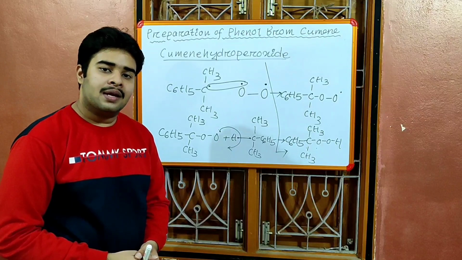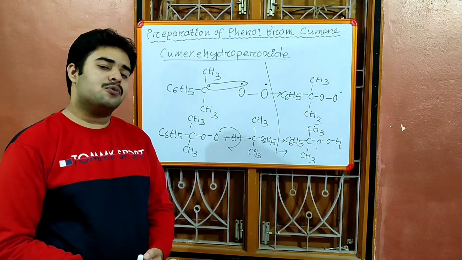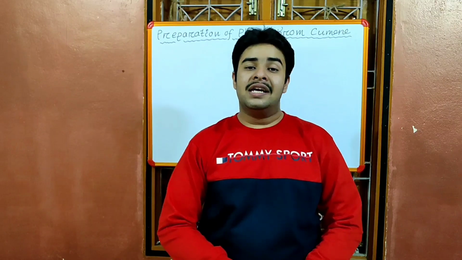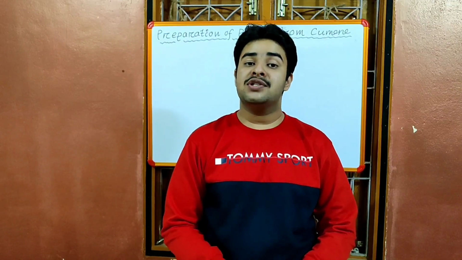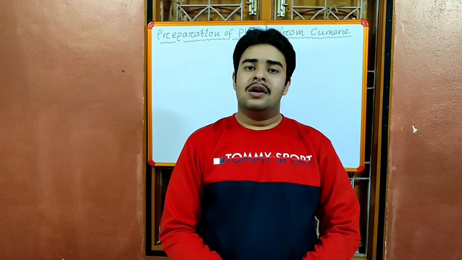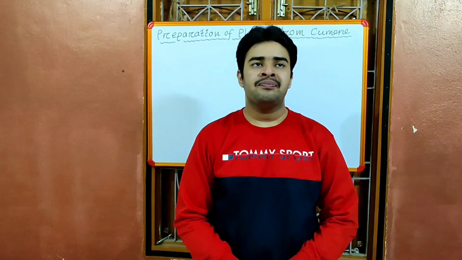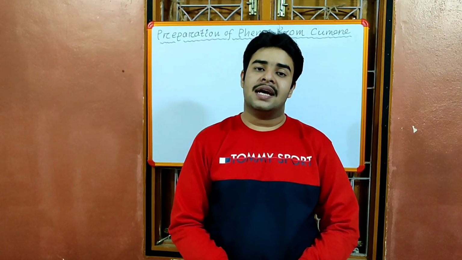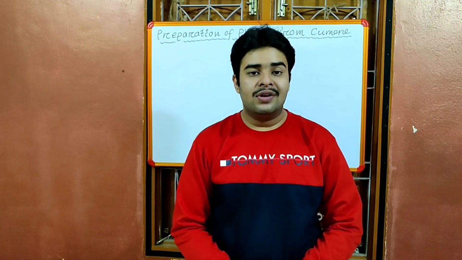Firstly, we prepared cumene, then we proceeded to the formation of cumene hydroperoxide from cumene, and now we have to proceed to the formation of phenol from cumene hydroperoxide. What steps will we take? First of all, we should know that this method of preparing phenol from cumene hydroperoxide is an acid catalyzed rearrangement reaction. So one acid will catalyze this.